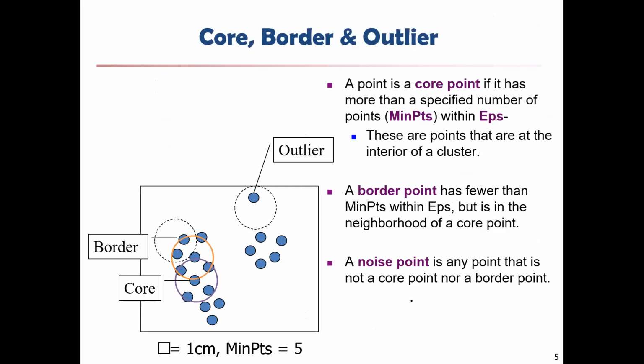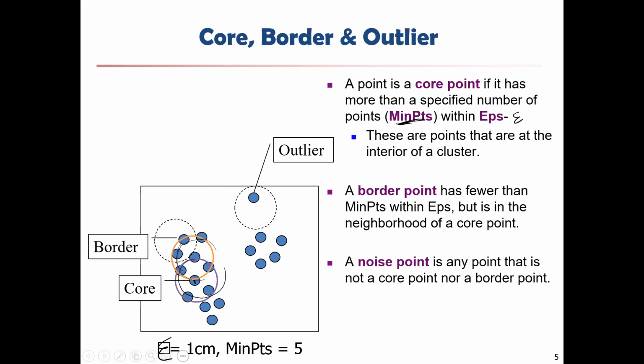So one more time, the definitions: a point is a core point if it has more than a specified number of points. So the criterion is basically you have to have at least the minimum number of points in your vicinity, in your neighborhood, with respect to an epsilon value. And these are basically interior points. If you happen to have a cluster, let's say a circle like this or like this, all right, these are going to be located at the center of your cluster.